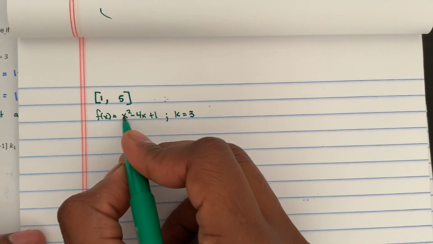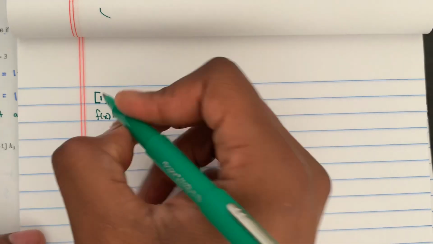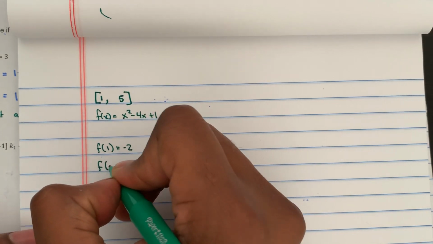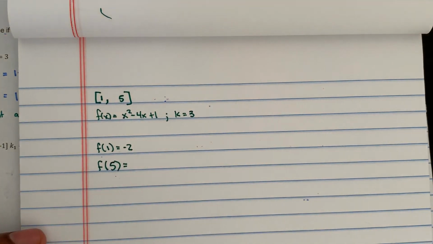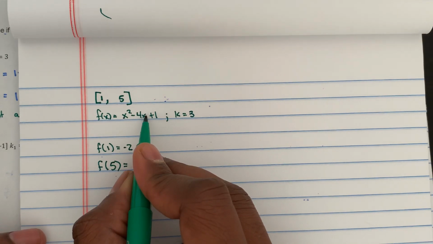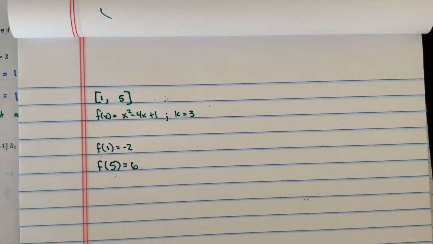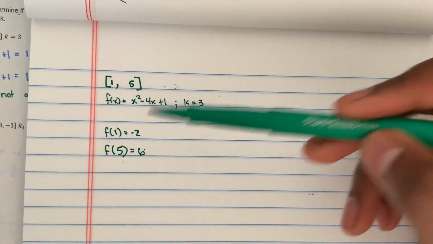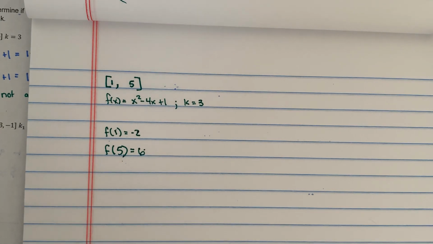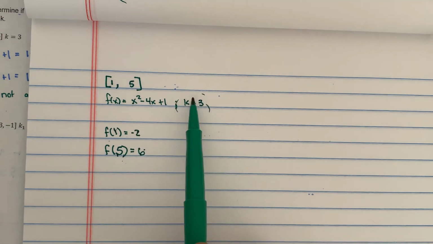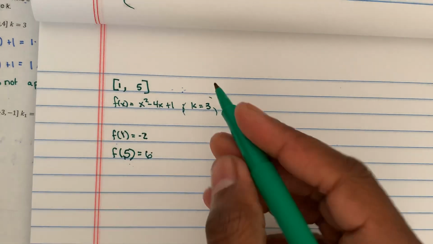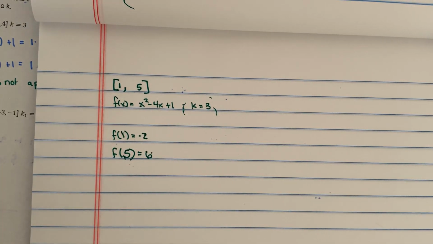So now with x is 1, we get 1 minus 4. Well, 1 plus 1 is 2, minus 4 is negative 2. So f of 1 is negative 2, and then f of 5 is equal to 25 minus 20 is 5, plus 1 is 6. So on the interval 1 to 5, we go from negative 2 to 6. So the intermediate value theorem does apply on the interval 1 to 5, because to go from negative 2 to 6, k equals 3, we know this is a parabola, so we know it's continuous. So now we should find a value that the intermediate value theorem guarantees.